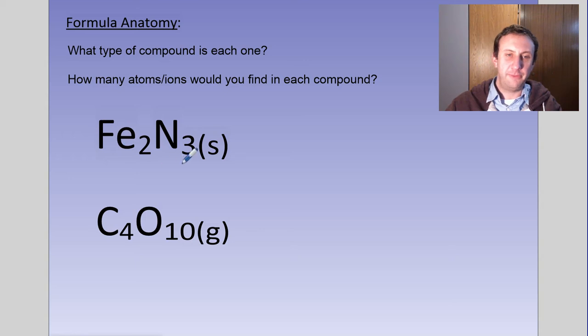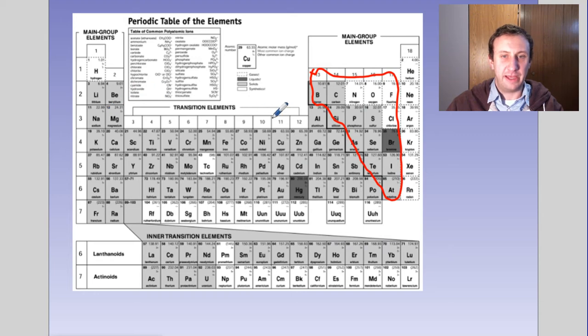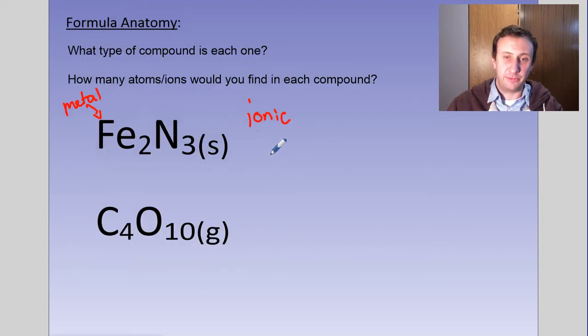Here we go. So Fe2N3 would actually be ionic, and I know that because iron is a metal, right? I find it on the left-hand side of that staircase line. Here's iron, so because it's to the left, that is going to be a metal, and therefore this is an ionic compound. So how many atoms or ions do I have in each compound? Because it's ionic, hint, it's ion. Notice the ion hidden inside of the word ionic. So I actually have 2 iron ions or atoms, right? And then I have 3 nitrogen ions or atoms.